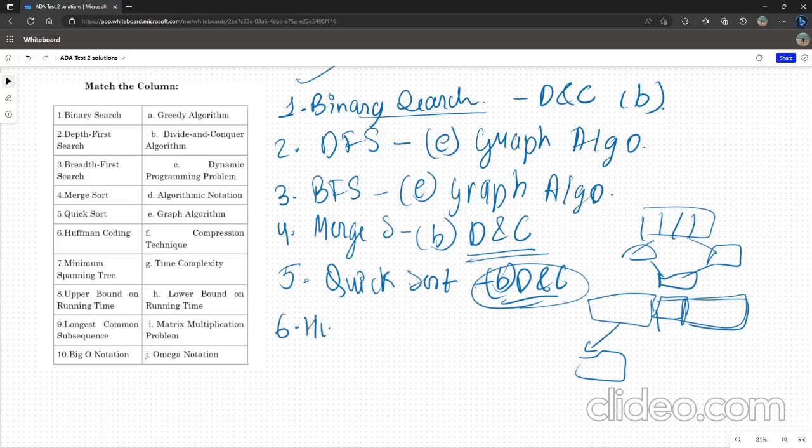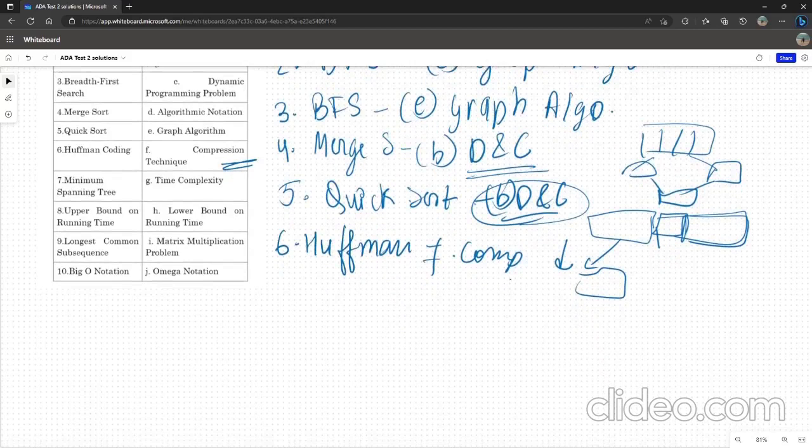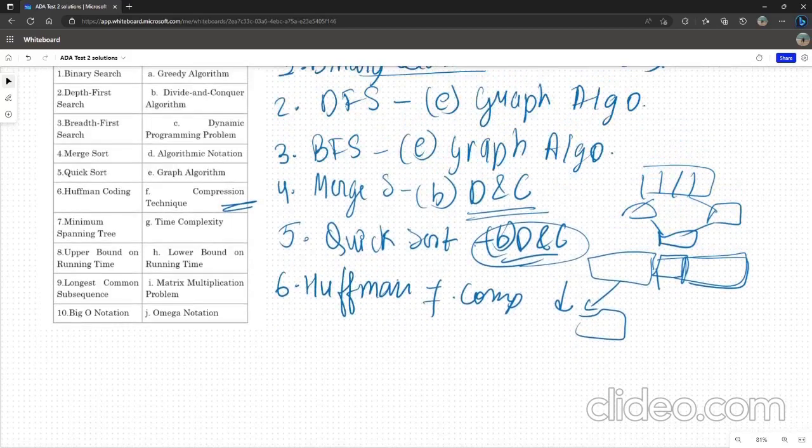Sixth is, what type of algorithm is Huffman encoding problem? As we have seen before, it is a compression technique. It is used to compress data without any loss. It is also a greedy algorithm, as it selects at each point the best case, so it can also be greedy.